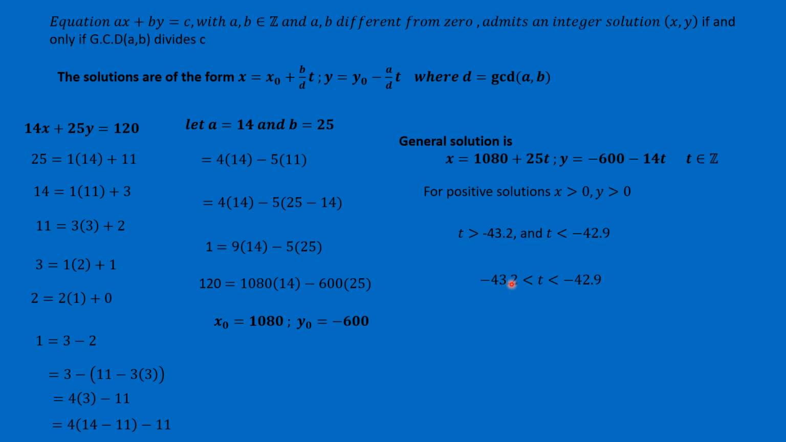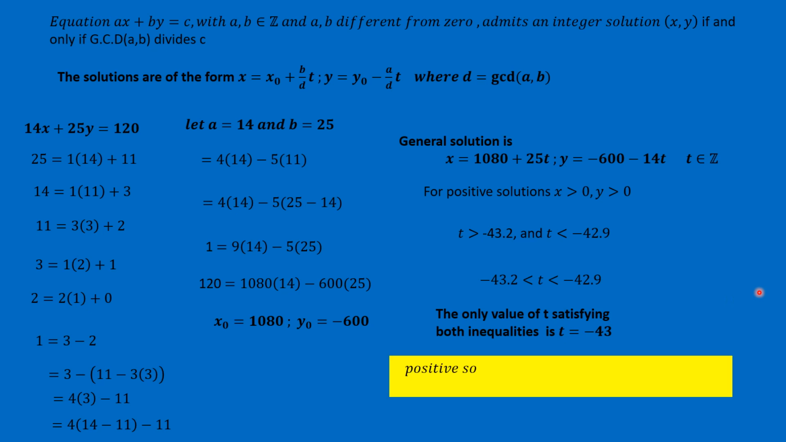The only integer between negative 43.2 and minus 42.9 is what? Negative 43. So that's the only value of t that satisfies these two inequality, is minus 43. And at the end of the day, we have our positive solution to be what? We just come and replace t in this general solution that we have here, and we have 5 for x.